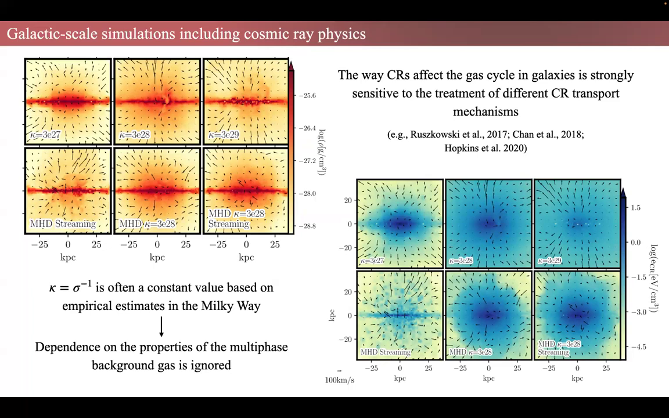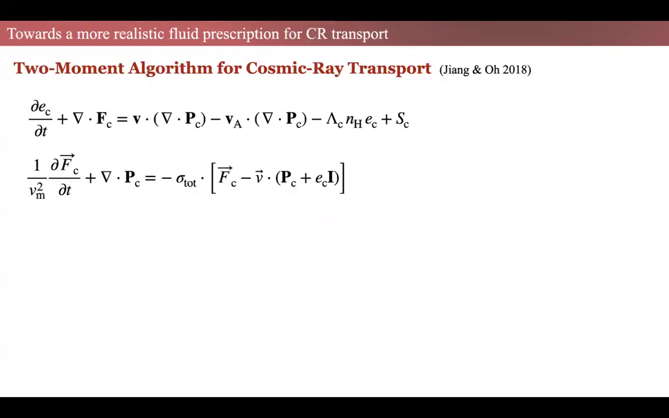Another limitation of most MHD simulations of galaxies is that the cosmic ray scattering rate is assumed to be constant, based on empirical estimates in the Milky Way. However, given the variety of conditions present in the multi-phase interstellar medium, a constant scattering rate is highly unrealistic. So with my work, we tried to rectify this situation by characterizing the transport of cosmic rays in ISM simulations in a more physical and realistic way.